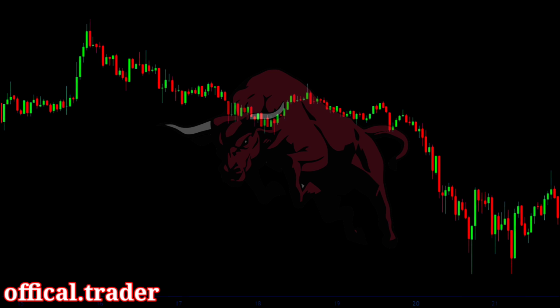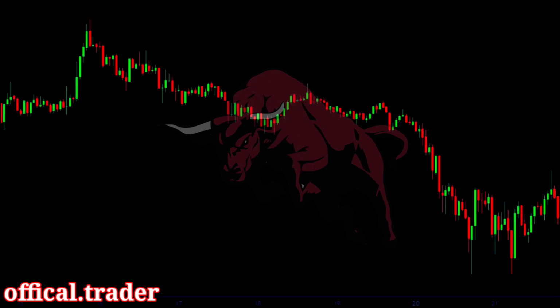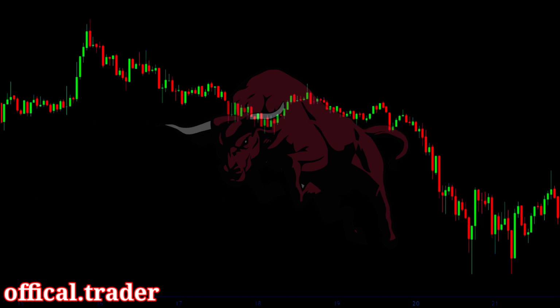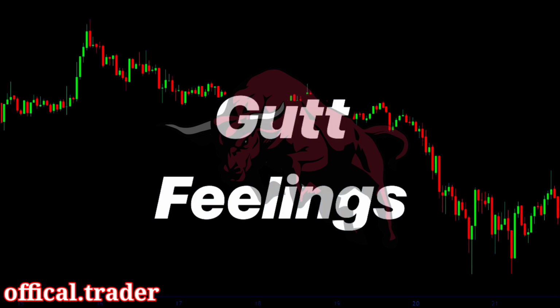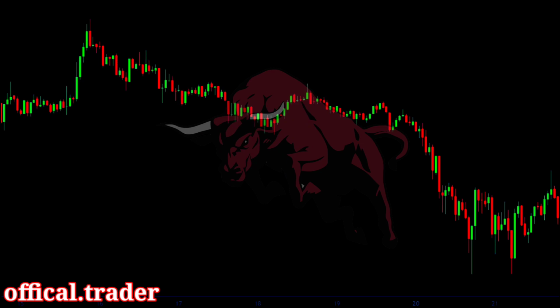The major difference between professional traders and novice traders is that the professional traders use a very rules and steps-based approach towards trading, while the novice traders trade based on their gut feelings. Professional traders will try their best to formulate a systematic trading strategy that completely eliminates emotions from trading. Today, we will look at such a strategy.